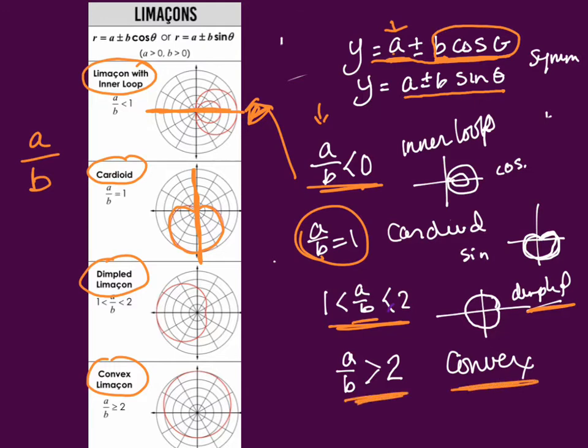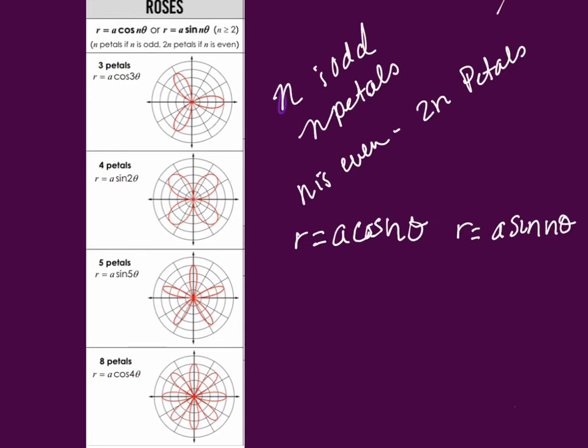So yeah, you're going to have to memorize this. It's not that hard. Just walk away, study this, walk away, and try it. You don't need to graph it, you just need to know the symptoms of it. You'll see the examples. The next thing we have are roses. Roses are when you have bigger angles, like 3 theta, 4 theta, 5 theta.